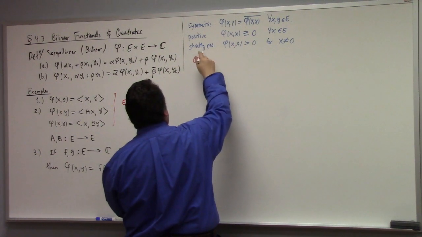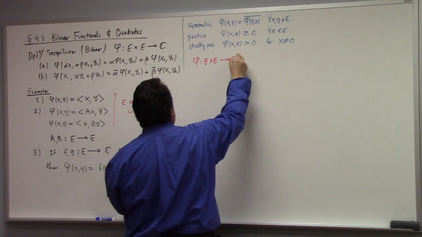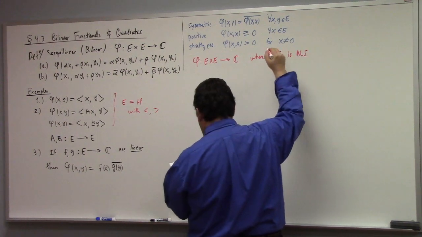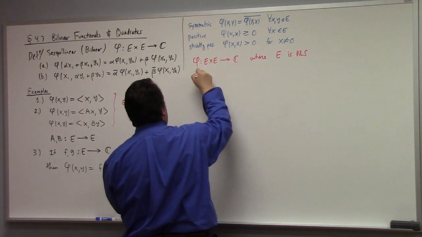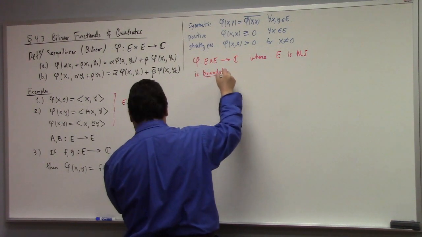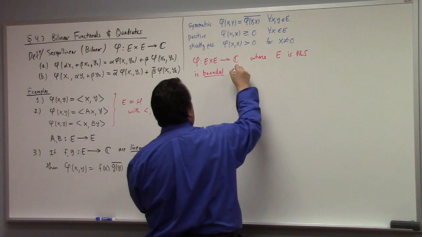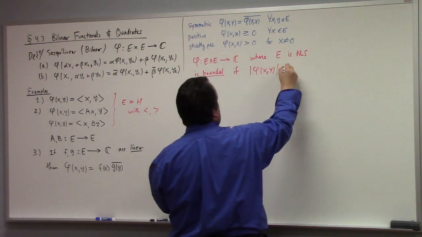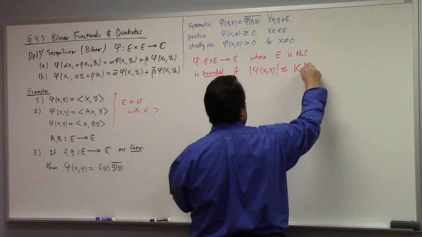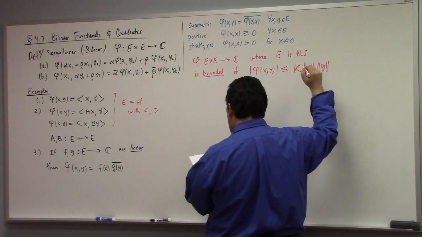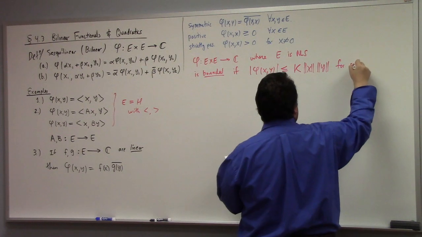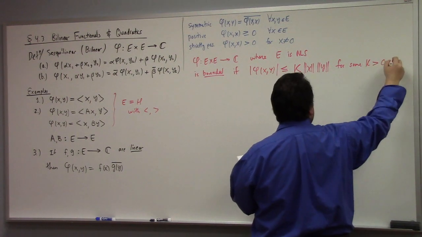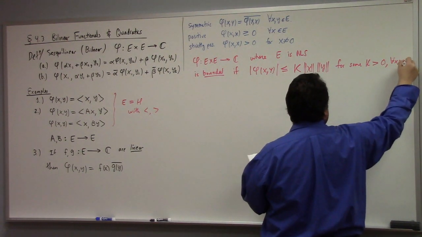so it's said to be bounded, phi from E cross E to C, where E is a normed linear space, is bounded if the absolute value of phi of x,y is less than or equal to some constant k times the norm of x times the norm of y, for some positive k, and of course for all x and y in E.